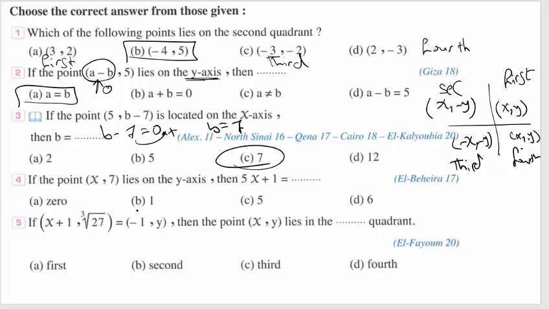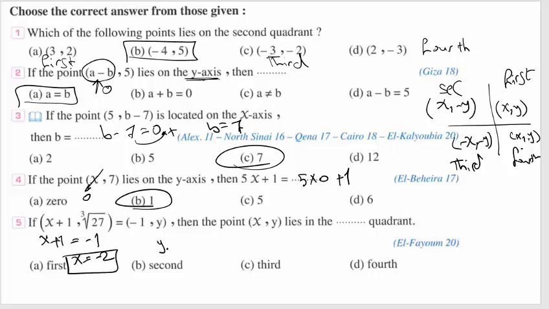X and 7 lies on the y-axis. If it's on the y-axis, then x equals 0. To find this value, 5 multiplied by 0 plus 1, it will be equal to 1. The last one, x plus 1 and cube root of 27 equals negative 1 and y. So x plus 1 equals negative 1. This means that x is equal to negative 2 and y equals cube root of 27, which equals 3. So the ordered pair x and y equals negative 2 and 3. X is negative and y is positive, so I'm in the second quadrant.